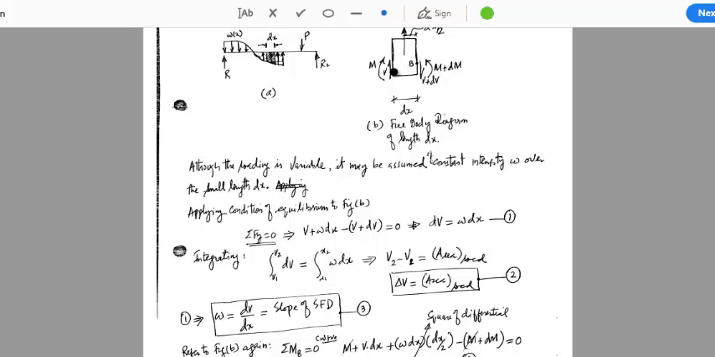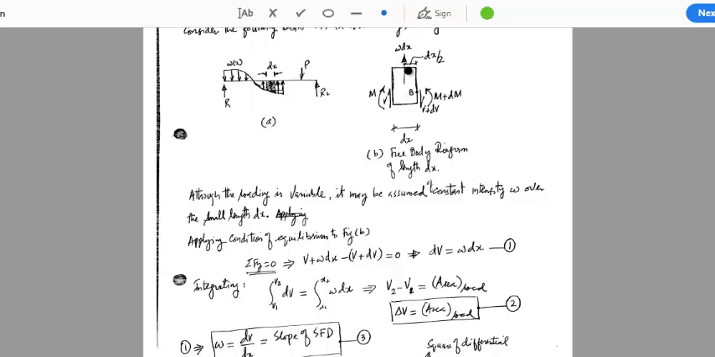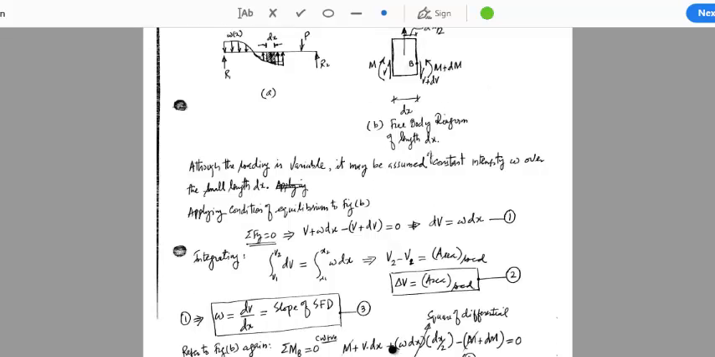Then this V, how much is the lever arm of V with respect to point B? It is dx, and it will produce clockwise moment, so positive V into dx. Then this omega into dx will produce moment about point B in clockwise direction, and the lever arm is dx by 2. So plus omega into dx by 2. And then this V into dV is passing through point B, so it will not produce any moment about point B.